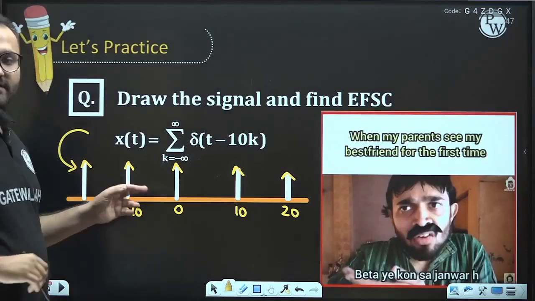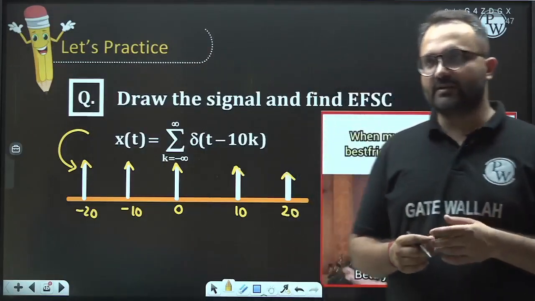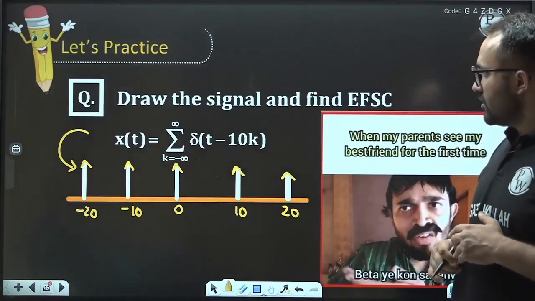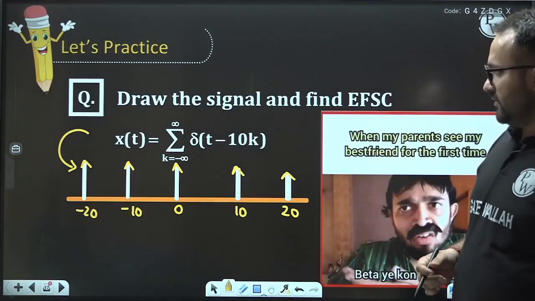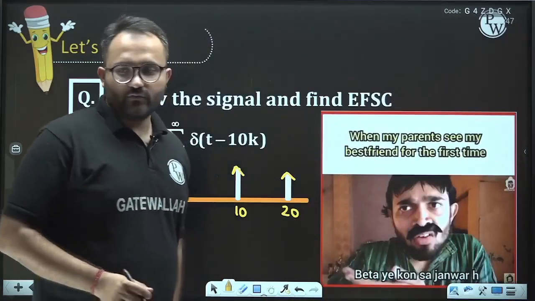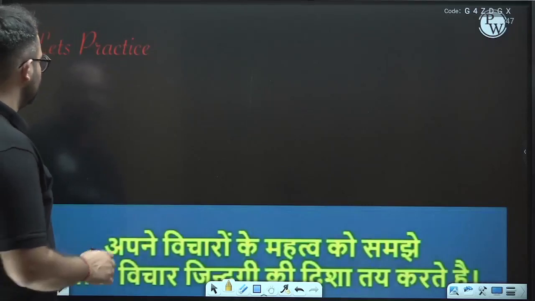So this is the signal that I have drawn. This is your xt. We can see that this is the impulse train, which is periodic with period 10. Now we have to find out the Fourier series of this. Just recall the Fourier series formula. What is the formula of Fourier series?